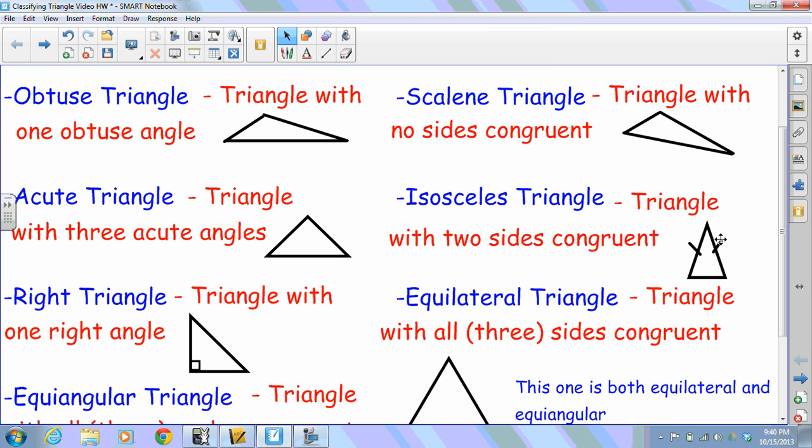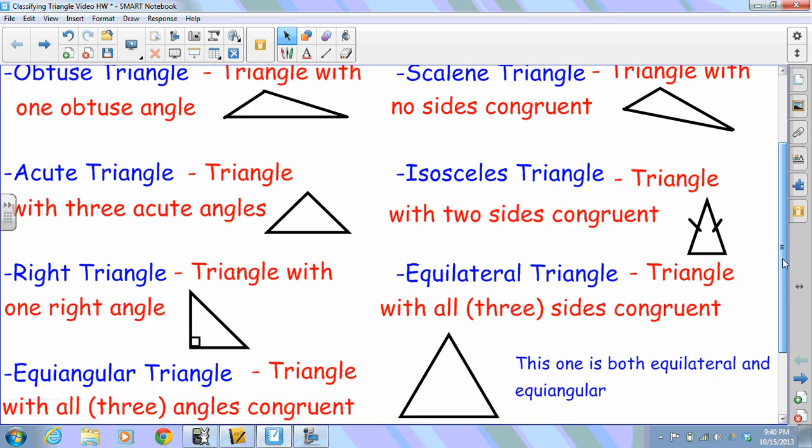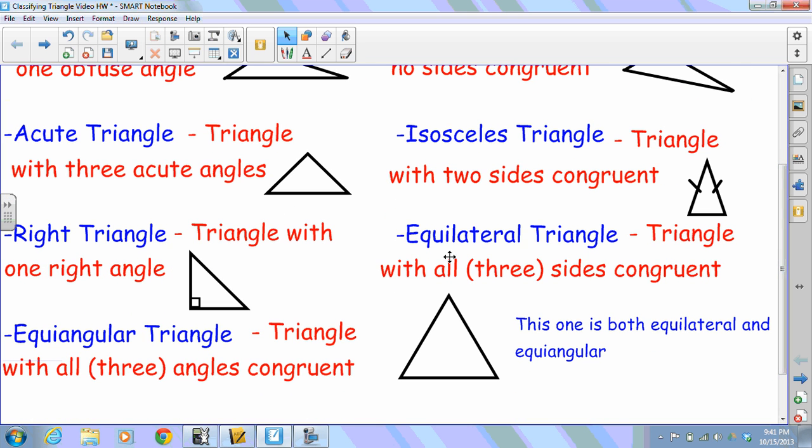We're going to be using tick marks a lot more the rest of this week and next week. And same thing here. We have an equilateral triangle. That's a triangle with all three sides congruent. But I can't just guess that they're congruent. I have to have these tick marks so that I know they're congruent. And if your triangle is equilateral, so if it has all three sides congruent, it's also going to be equiangular. It's also going to have three angles congruent.